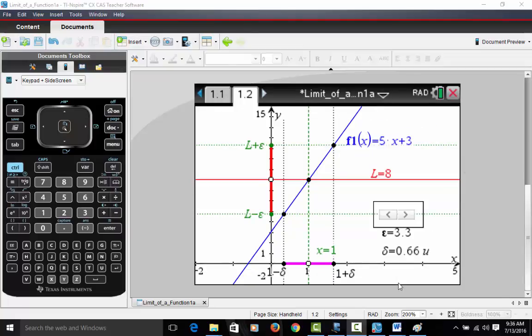Again, looking at this graphically, if we wish to make the values of 5x plus 3 closer to 8, we can make the values of epsilon smaller. And in order to do this, we must choose values of x closer to 1. That is, make values of delta smaller.